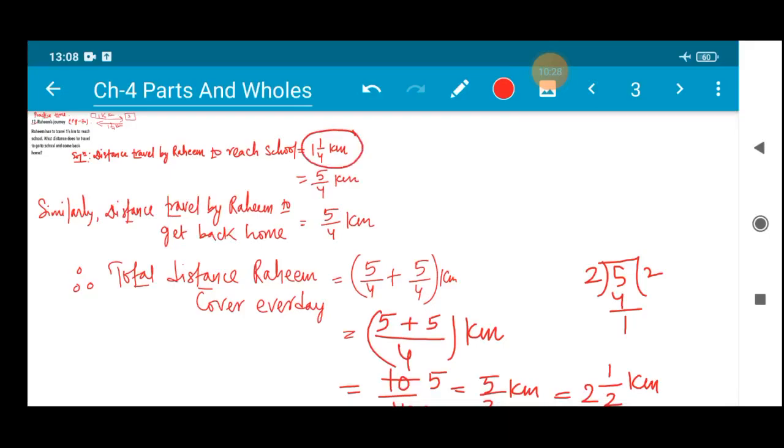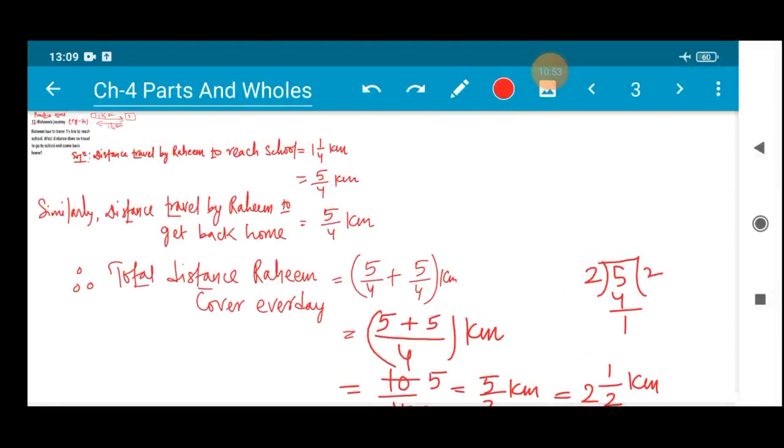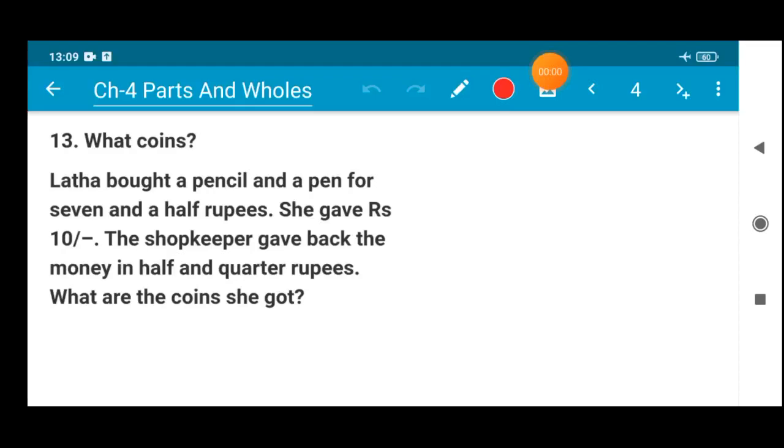Okay, so to reach school from home, he is traveling 1 whole 1 by 4 kilometer, that is 5 by 4 kilometer. And to get back home from the school, he is again traveling 5 by 4 kilometer. So if I add these two values, I get 5 by 2 kilometer, which means it is 2 whole 1 by 2 kilometer. That means every day he is traveling this distance to reach school and travel back home. All right, so I hope you have understood this. So this is the way of doing it. Okay, moving forward to the next question.